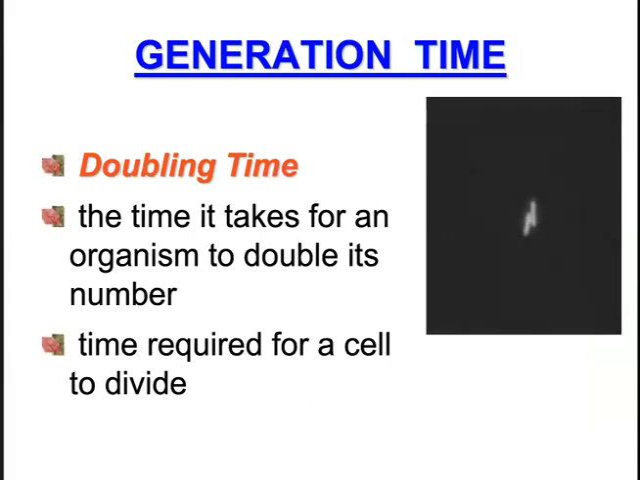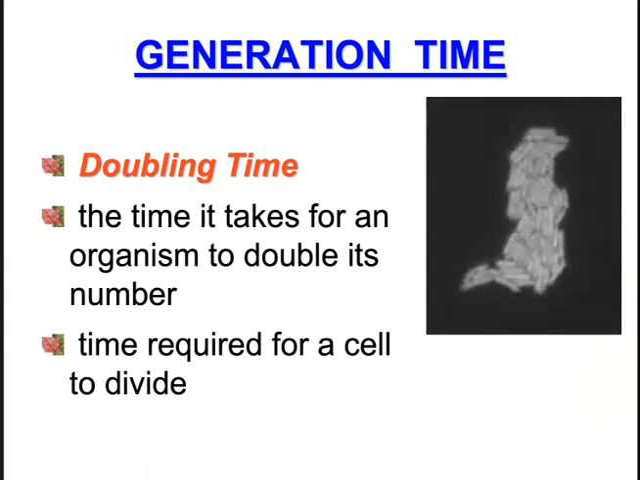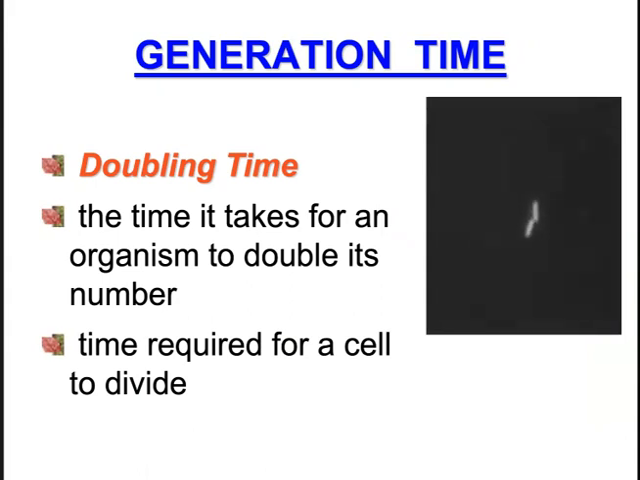Now, binary fission occurs in a process called generation. Each generation iba-iba for organisms. Generation time is the time taken for an organism to double its number, or simply doubling time. So it is the time required for a cell to divide. So yung isang set ng binary fission, from replication of the genetic material, elongation of the cell, and then invagination, then cross-wall formation, and eventually division into two daughter cells. That's one generation time.